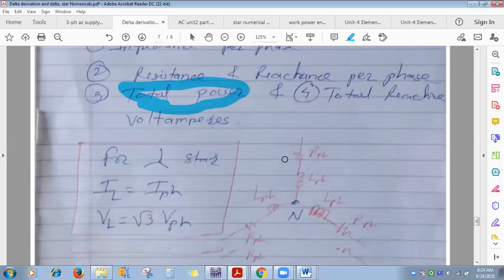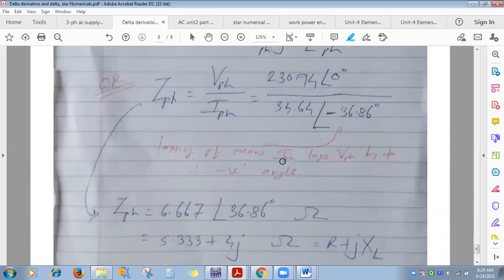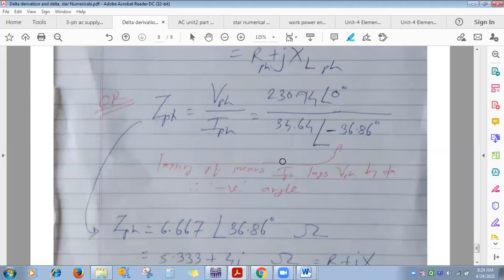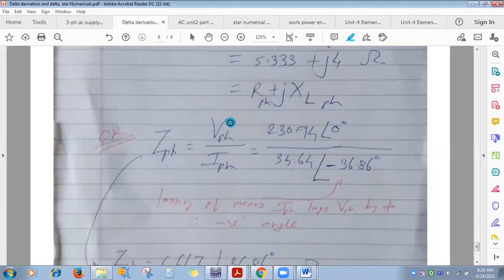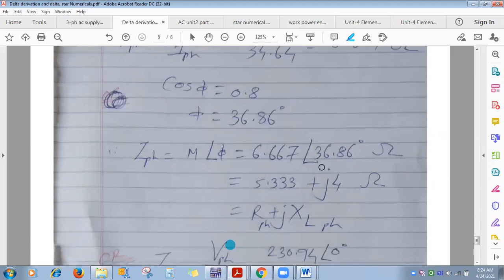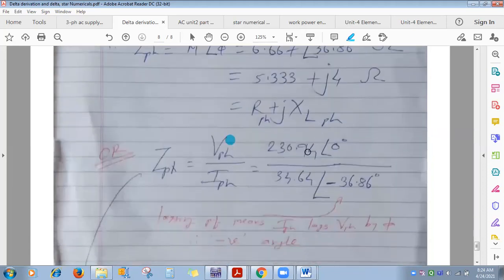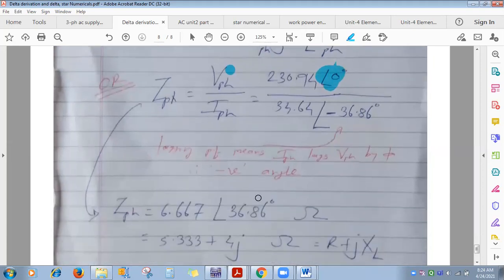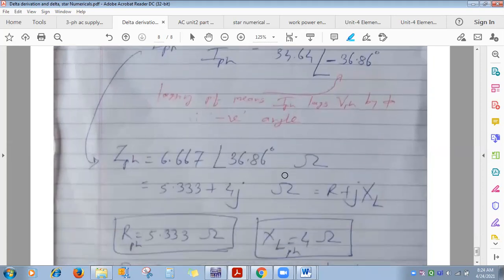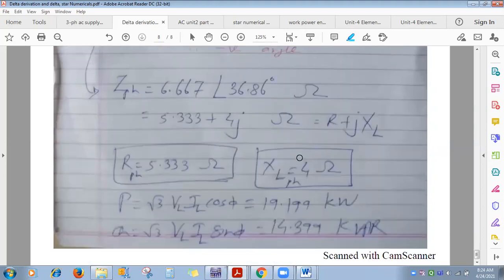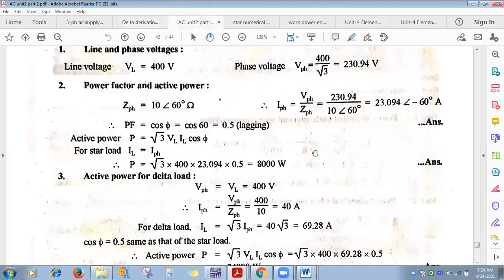Total power root 3 VL IL cos phi or 3 times VPH IPH cos phi. See here also I have done. Whenever, either this one method you can use or another option, VPH by IPH. Voltage I told you, 0 degree. This one also method you can use. The previous one is easy. Okay. So P and Q you can calculate like this. Formula you know. Unit you know. We have seen it number of times in second unit. Any difficulty with this sum?